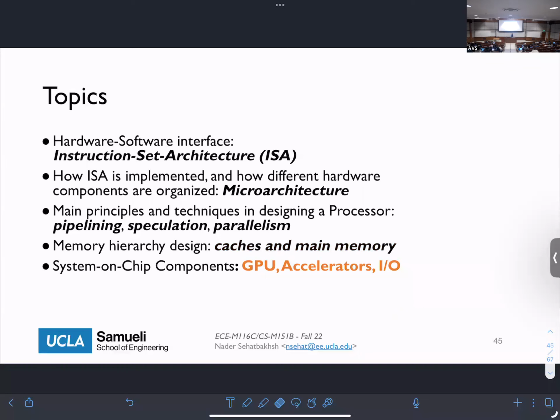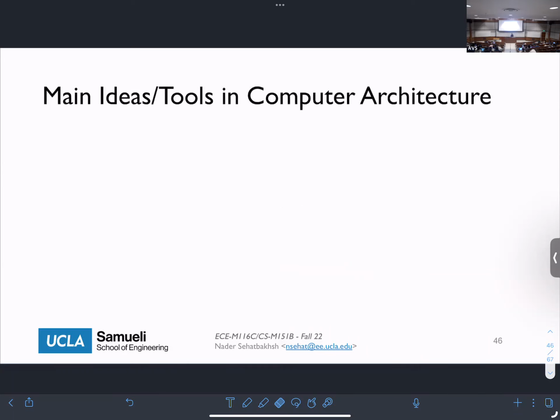Then we moved on to multi-threaded systems, and we particularly talked about the cache coherency problem and the consistency problem. And today I talked about GPUs and accelerators, and I also talked about the whole SoC system, which has all these IOs and the way that the IOs talk to each other and so on and so forth, right?